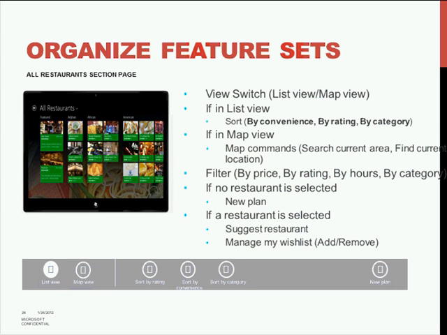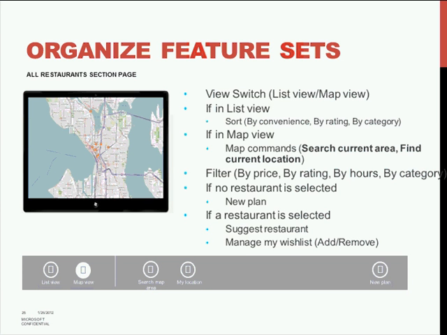If we're in the list view, then we need to be able to sort. We need to be able to sort by rating, by convenience, and by category. So you see that the app bar is already filling up, and we only have that limited space. So how are we going to deal with it? So let's look further. If we're in the map view, then we can search the map area, or we can just search by my location, see what's around me.